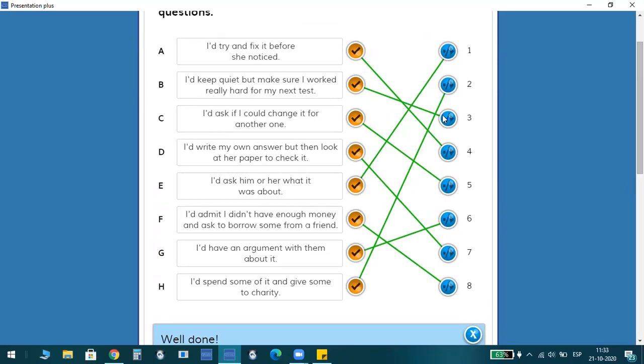Number one, E, number two, H, number three, B, number four, A, number five, C, number six, G, number seven, D, and number eight, F.